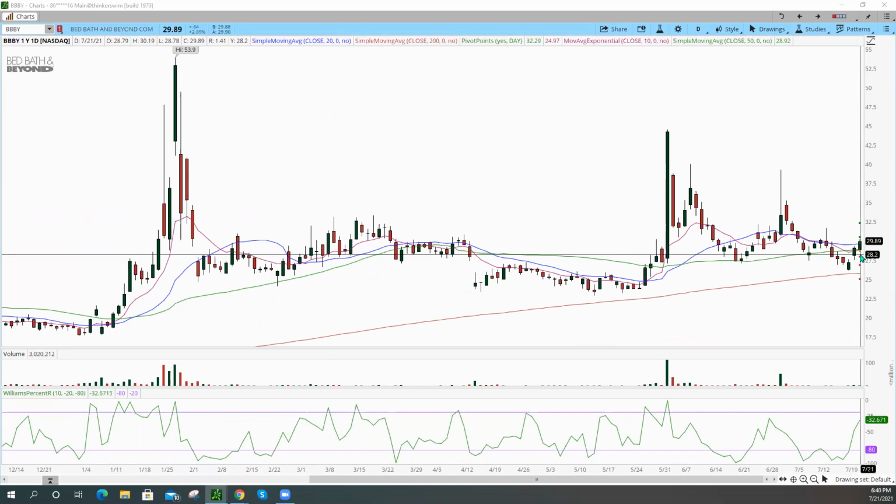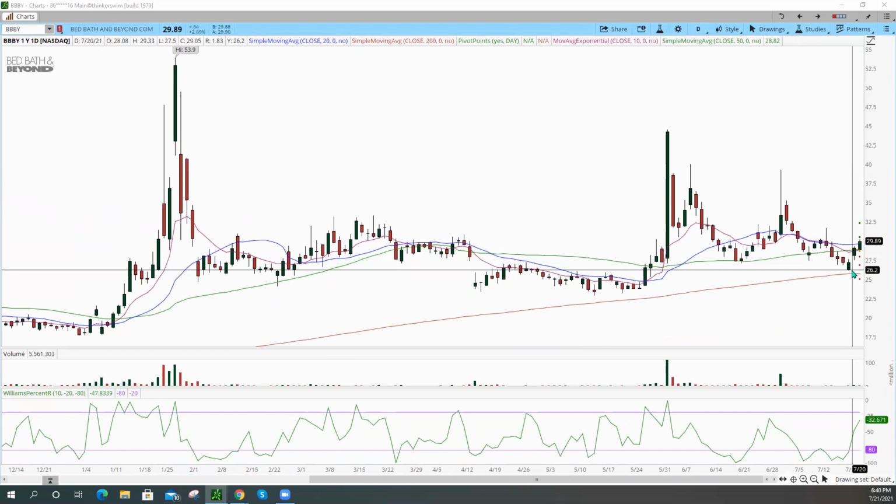Anyways, so BBBY, very choppy price action. Very choppy price action.